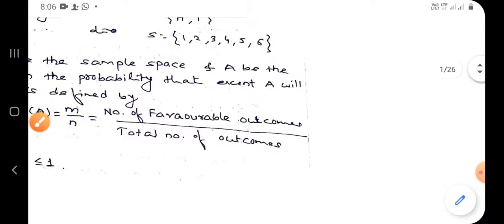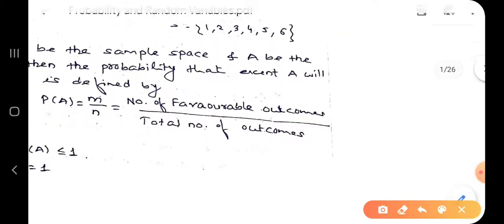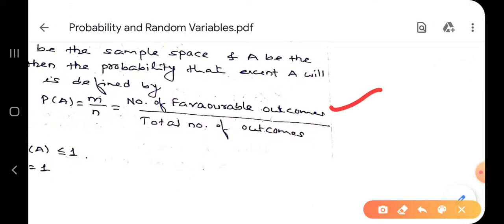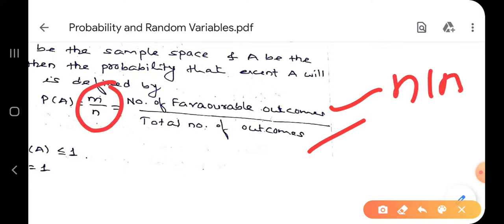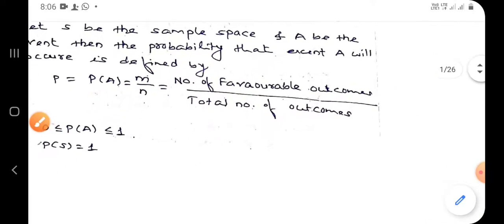In other words, we can say probability is the number of favorable outcomes upon the total number of outcomes. You may remember it anyway: use m upon n, or n of A upon n of S. According to your convenience, you can use any notation. Correct?